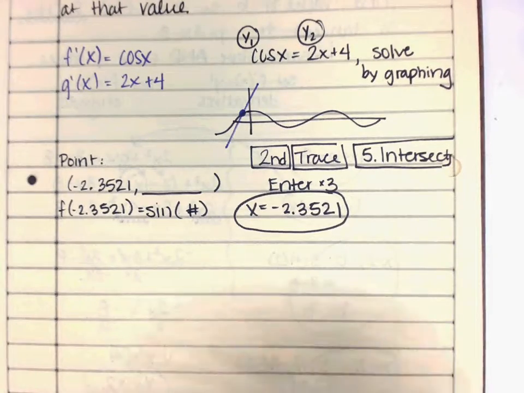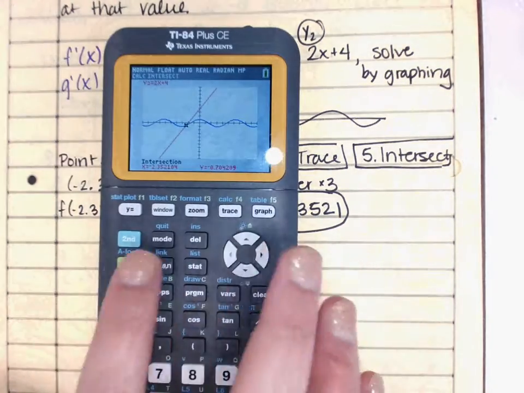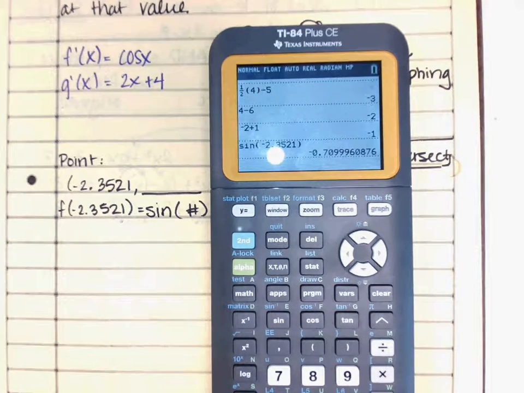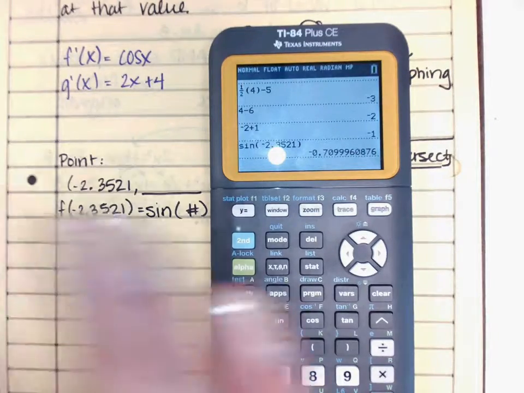Now, question, can I use the y value that's already in my calculator? No, because that's cosine, right? I don't want the derivative, I want the original. So I'm going to come out to my regular calculator and find the sine of negative 2.3521. Four decimals every time. Y value is negative 0.7099. Remember, you're going to four decimals, cut it off, don't round.